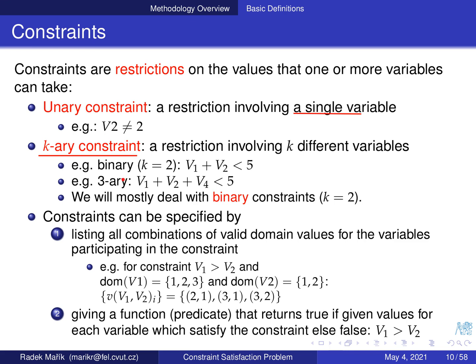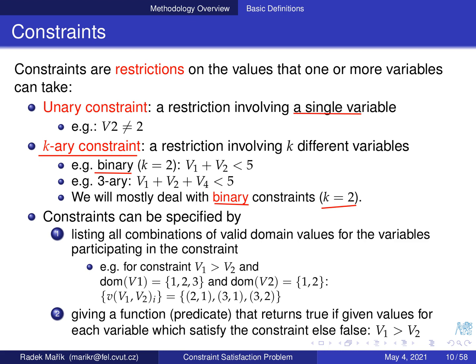specific names for some of them, like, for example, binary, that means k is equal to 2, and for example, it is like v1 plus v2 is less than 5, or ternary, like, for example, with 3 variables, v1 plus v2 plus v4 is less than 5. Usually, it is quite often the case that we deal only with binary constraints. That means where k is equal to 2.